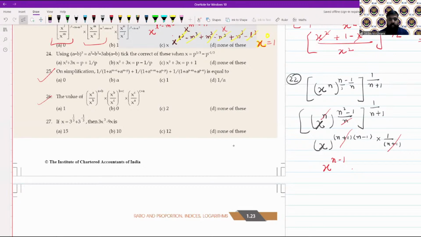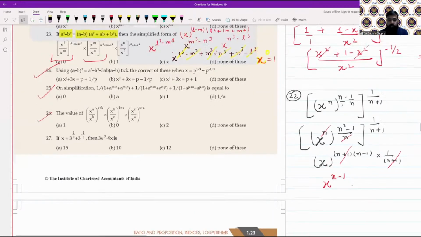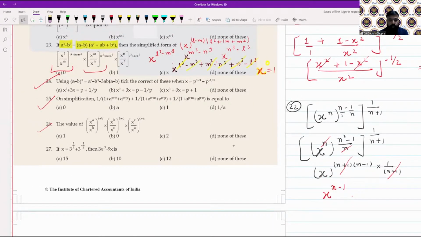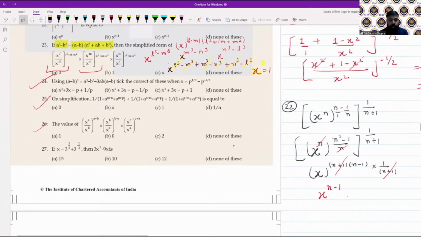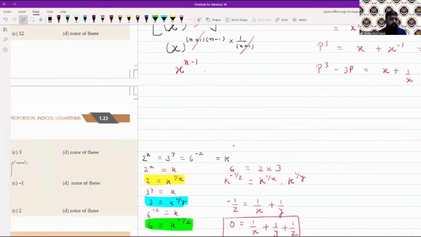So this was basically question number 24. Now let us try one more question, which is very easy and normally comes in examination also. So let us try that question.